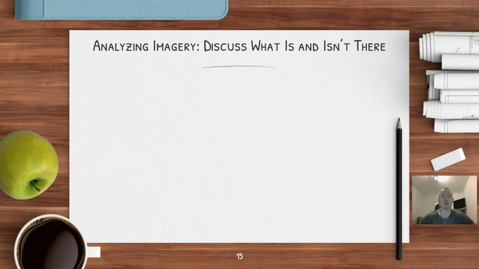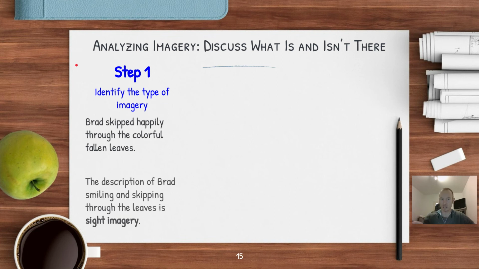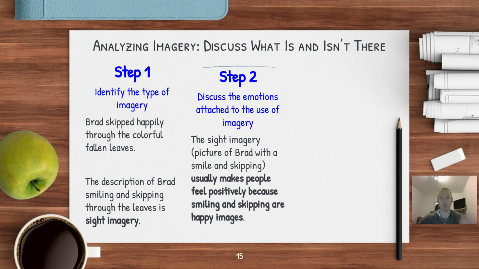So similar to diction, you need to discuss what is and is not there, and there are certain steps that you should take. Step 1 is identify the type of imagery. Brad skipped happily through the colorful fallen leaves. The description of Brad smiling and skipping through the leaves is sight imagery, right? Which of the five senses is being stimulated? Step 2 is to discuss the emotions that are usually attached to that use of imagery. The sight imagery, or that picture of Brad with a smile on his face and skipping, usually makes people feel positively because smiling and skipping are happy images.